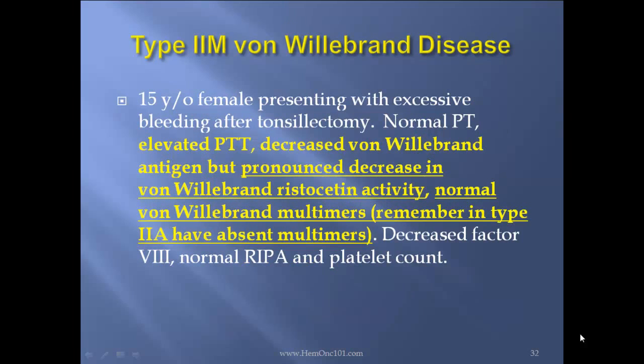Type 2M, case report. A 15-year-old female presenting with excessive bleeding after tonsillectomy, normal PT, elevated PTT, decreased antigen, but pronounced decrease in von Willebrand activity, and normal multimers. So remember, type 2M will have decrease in antigen, even lower activity, but normal multimers. And type 2A will have decrease antigen, even lower activity, and absence of multimers. So that's how you differentiate 2A versus 2M.